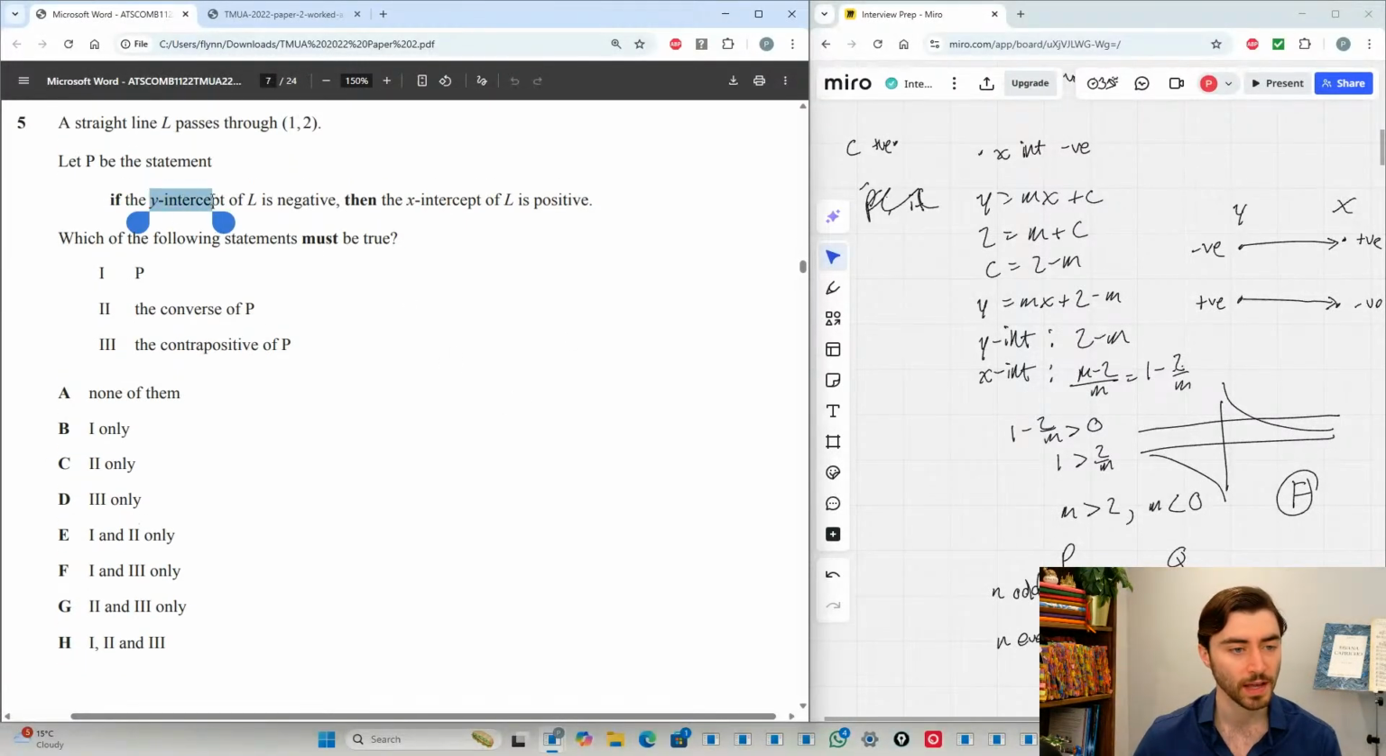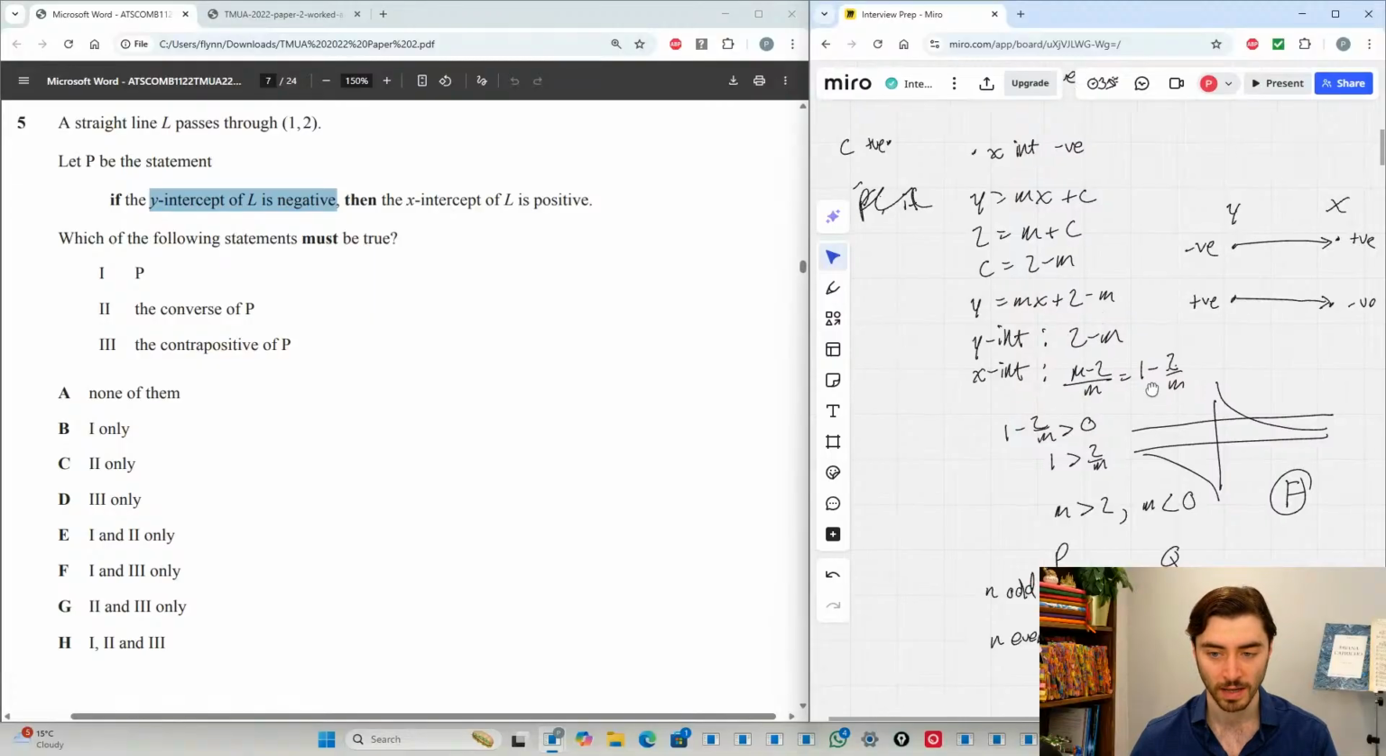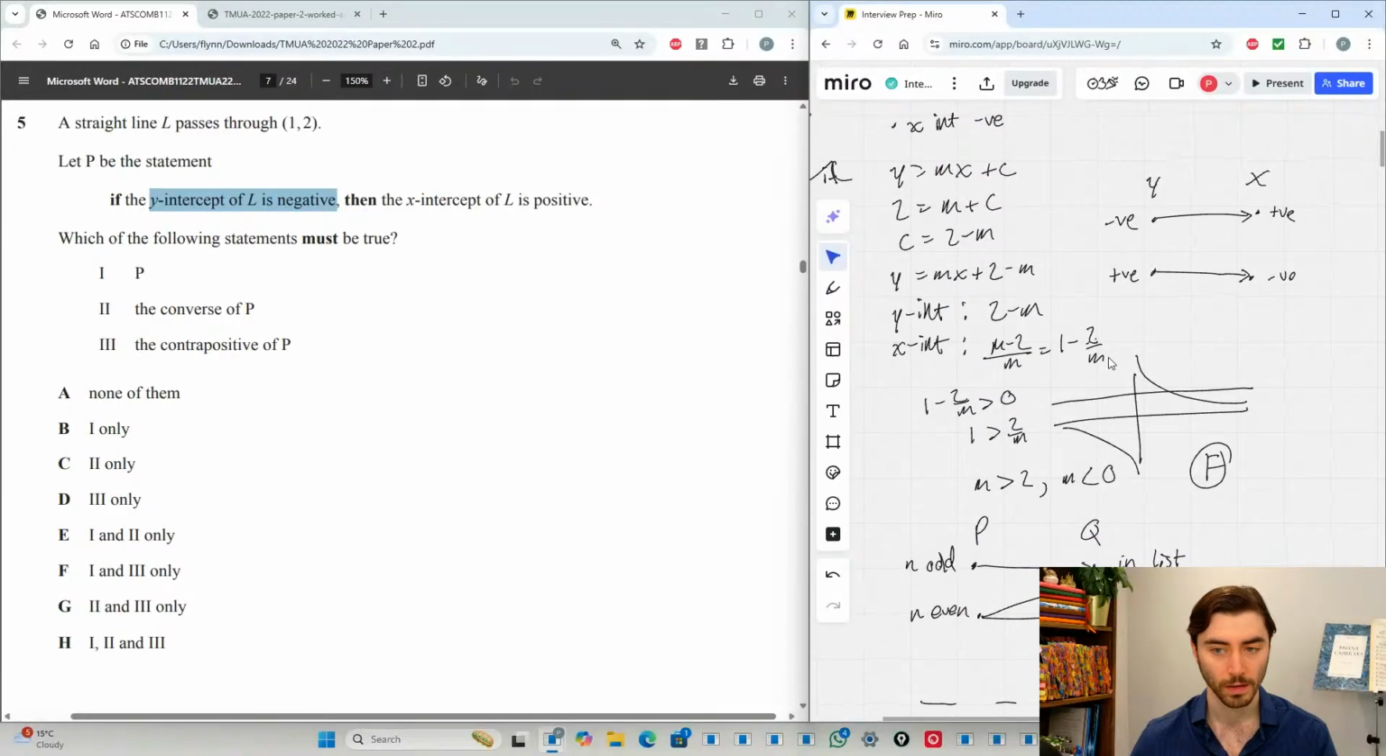I said if the y-intercept of L is negative, so I found a general equation of the line. I knew it went through the point, so I plugged that in. So I got C in terms of M. So the y-intercept was 2 minus M, and I got the x-intercept. And I said if that is negative, so if m is bigger than 2, then x-intercept has to be positive.